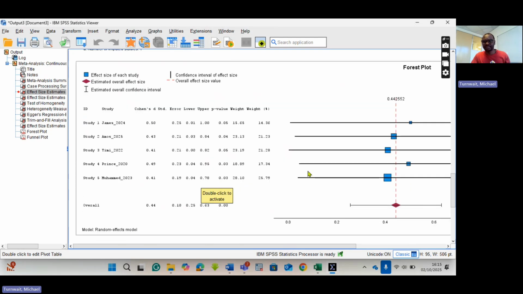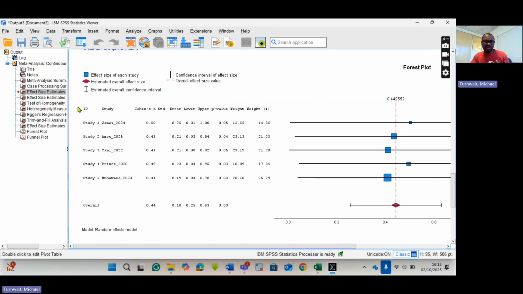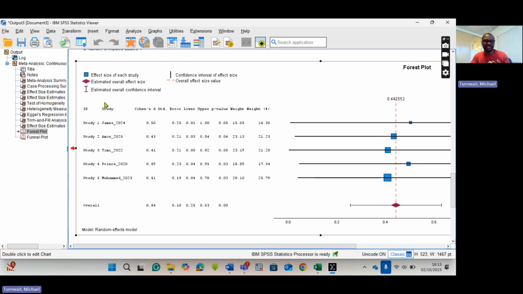So this is our forest plot which we ran. If you look well, you're going to see our ID for this study, and then you also see the study authors and the years here. And the Cohen's d, remember, it stands for effect size, overall effect size for each particular study or for the overall study. So this is the Cohen's d effect size for the overall study, which is 0.44. The same thing, if you look at the forest plot here, you also see 0.44, indicating the same overall effect size. While this is for each study, the Cohen's d effect size for each study is what we have here.